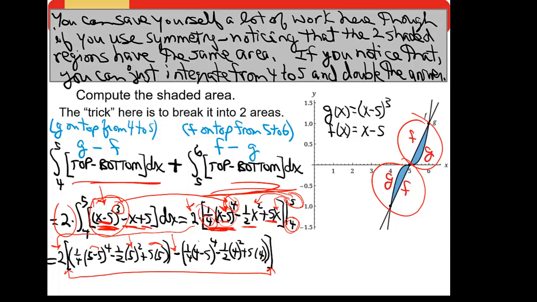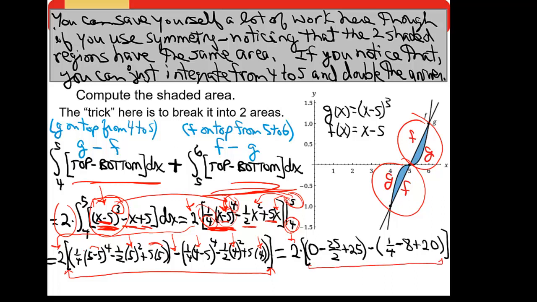When you plug the lower limit in, you're going to get a 4 here, and a 4 here, and a 4 here. Now that's a little bit more arithmetic than we've done before, but it's not bad if you'll just be careful. In the next step, the 2 just rides along. You still have your bracket, and on the inside, 5 minus 5 gives you a 0, so this entire first term just goes to 0. That's not so bad.